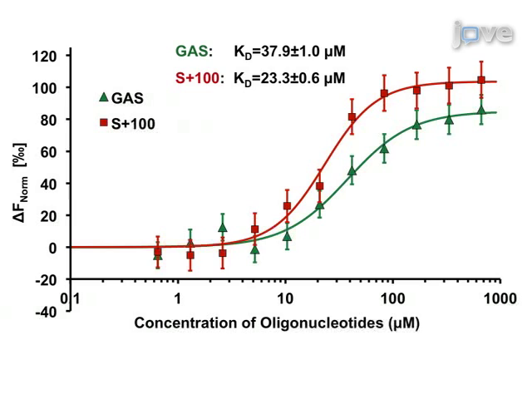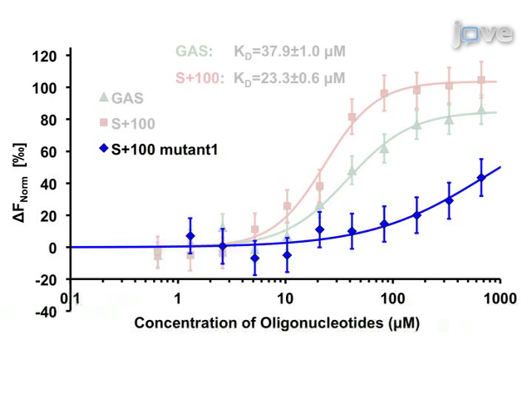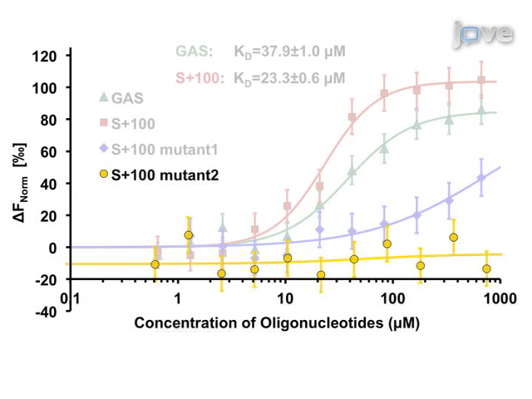The apparent dissociation constants were 37.9 plus or minus 1.0 micromolar for binding to the GAS motif, and 23.3 plus or minus 0.6 micromolar for binding to the AT-rich oligonucleotide S+100. Surprisingly, S+100 sequences displayed slightly tighter binding than GAS in 3 measurement repetitions. Substitution of A to G resulted in a dramatic decrease in affinity of the S+100 mutant 1, while the S+100 mutant 2 showed no detectable binding, thus confirming sequence-selective binding of STAT3 to S+100.